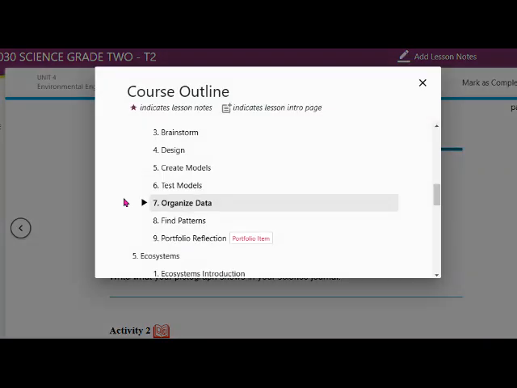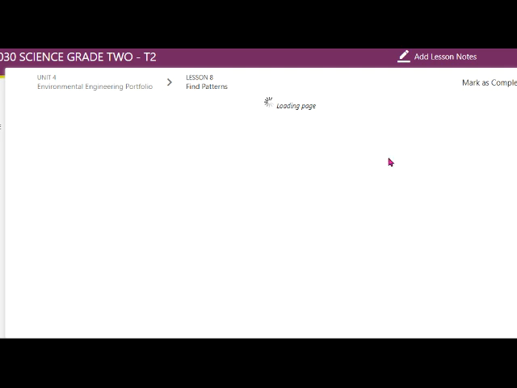All right, we're almost done. We're going to go to lesson 8 now, find patterns, and we're going to work on that improve step.